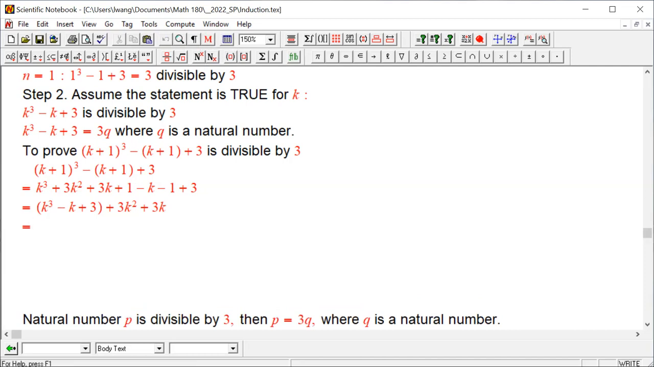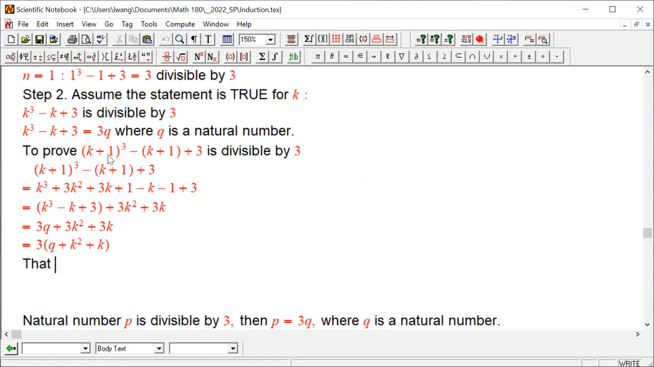Now, k to the power 3 minus k plus 3, that's going to be 3q. And then we got 3 times k squared plus 3k. Now you can see we have a common factor, 3. 3 will be factored out. So we have 3 times q plus k squared plus k. And that certainly tells us that this expression is divisible by 3, right?